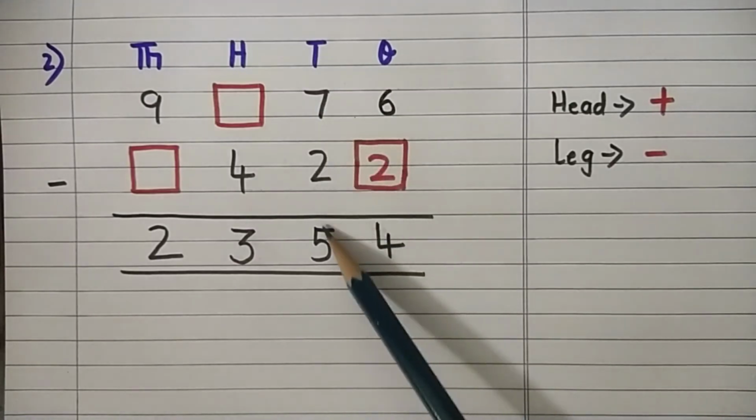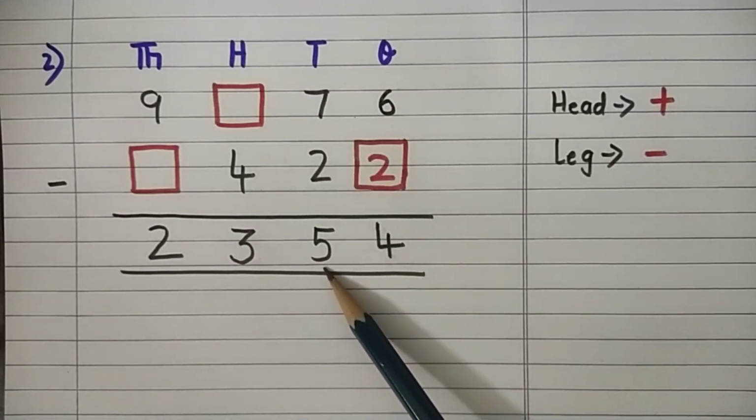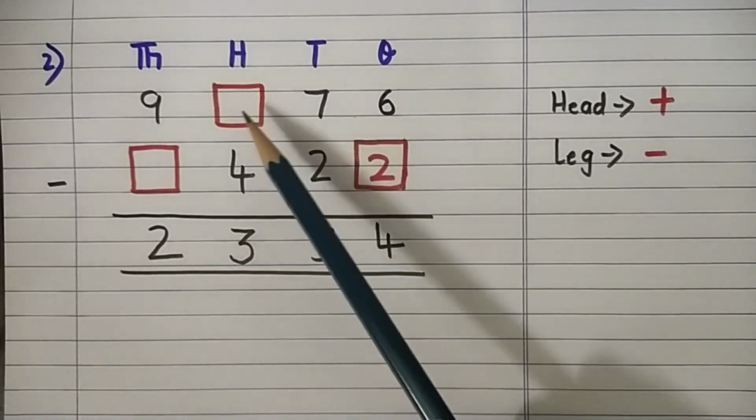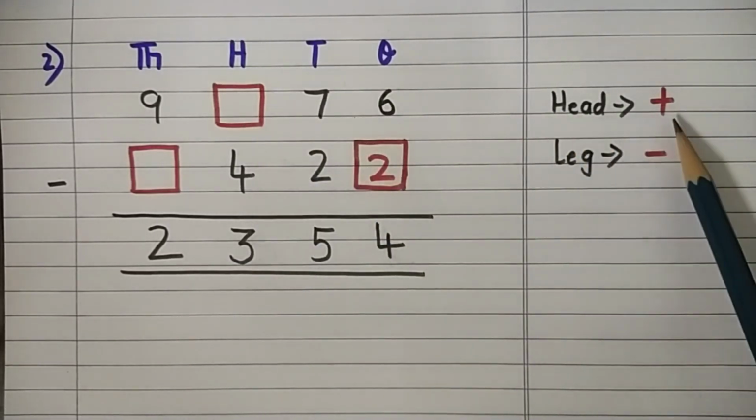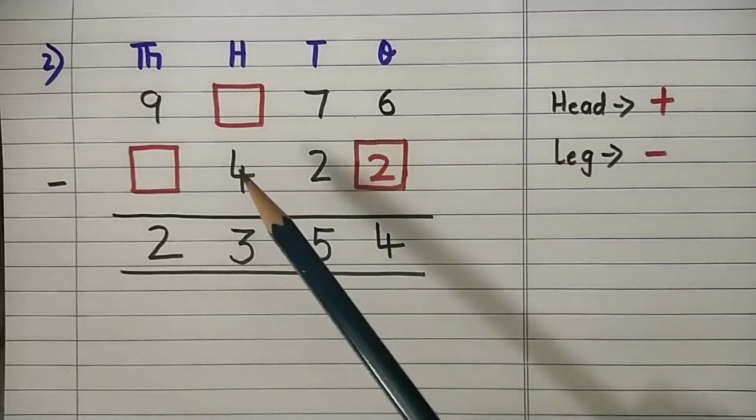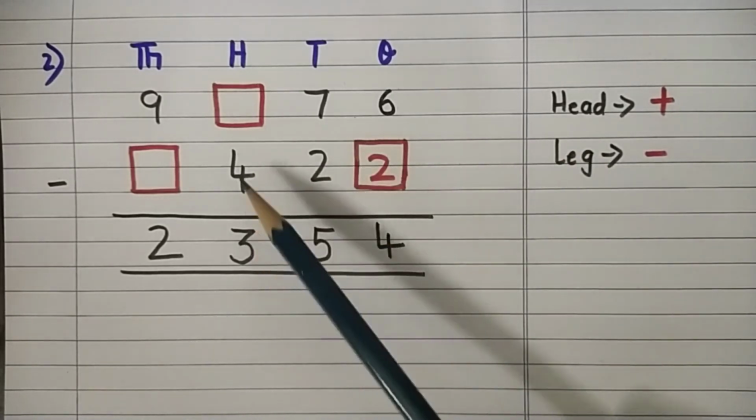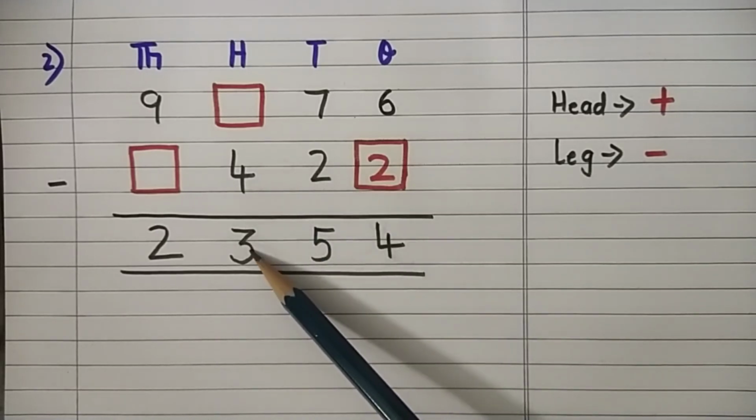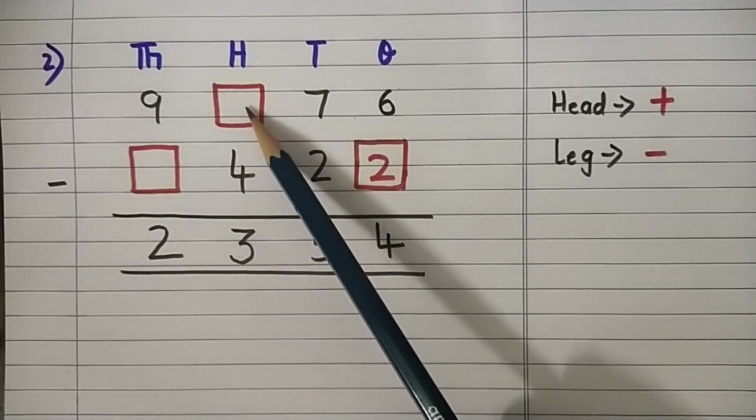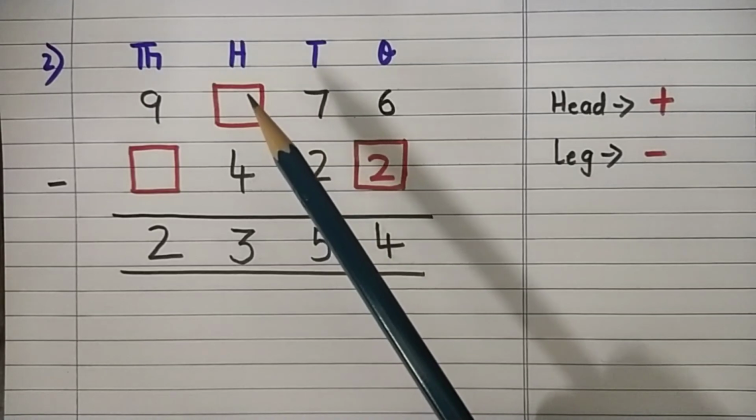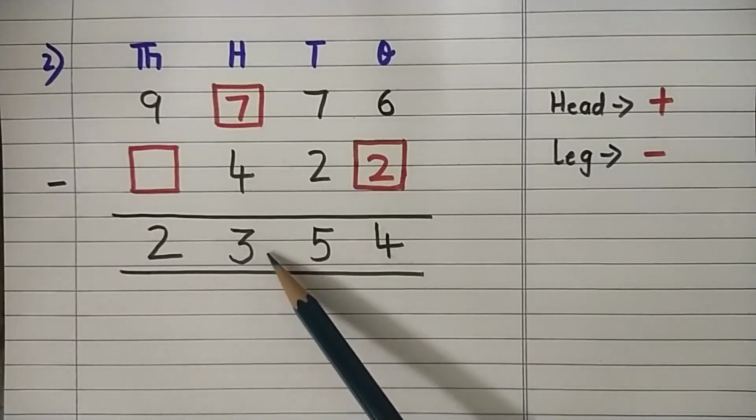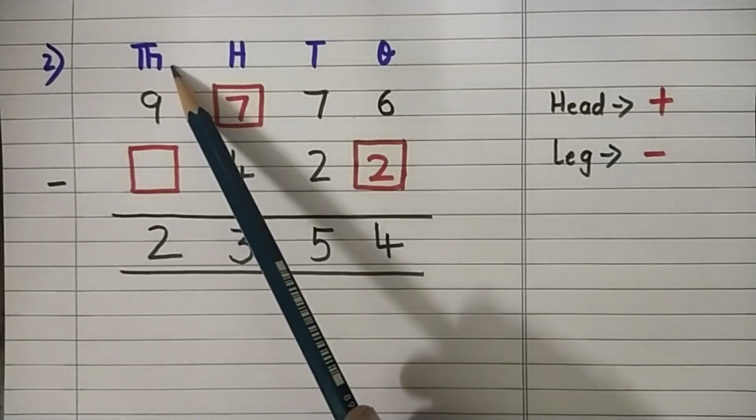See here in the tens place, is anything missing? No. Now moving to the hundreds place. What is missing? The head is missing. If the head is missing, we need to add the other two legs. 4 plus 3 gives what? 7. So write 7 here. Shall we check, children, the hundreds place? 7 minus 4 gives 3. So it's correct.